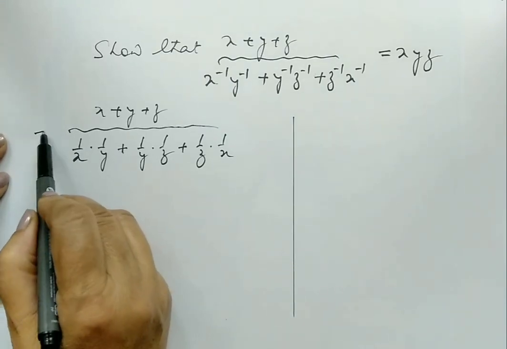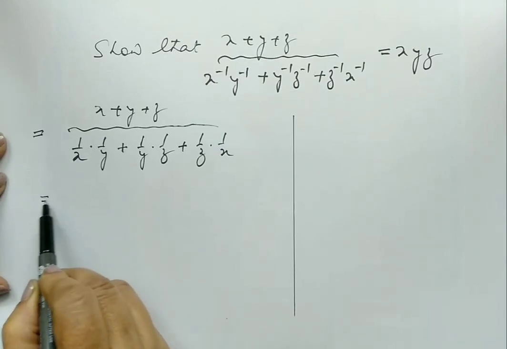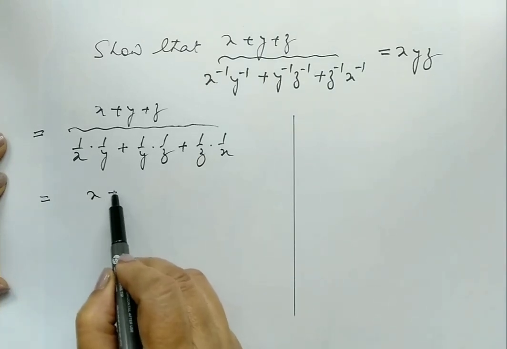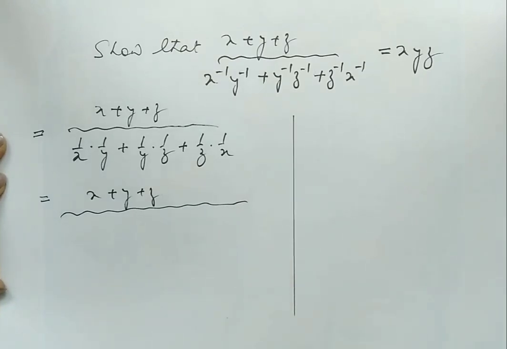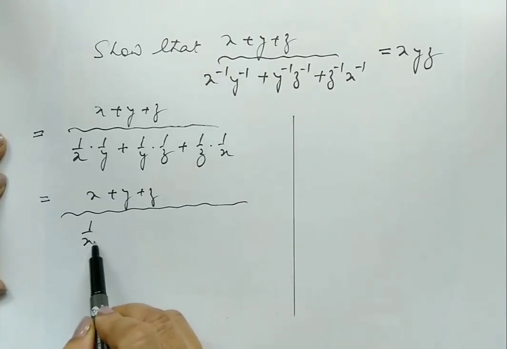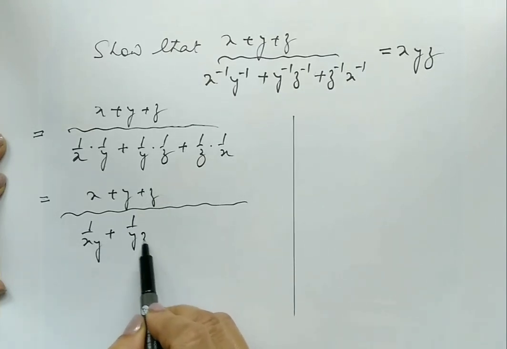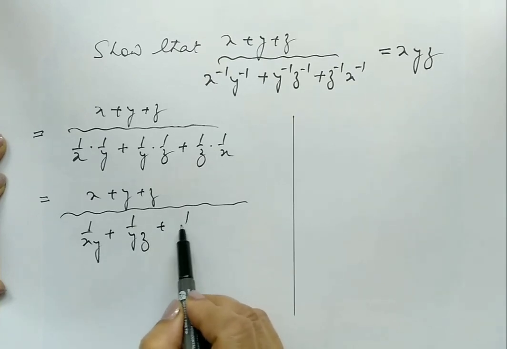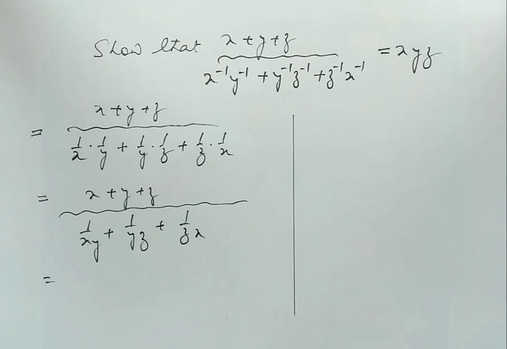What next? Can you think of? Chalo, grab a pen and paper and we'll solve it together, step by step. So x plus y plus z. What next? This can be written as 1 upon xy, this as 1 upon yz, this as 1 upon zx. Alright. Next, what do you think?